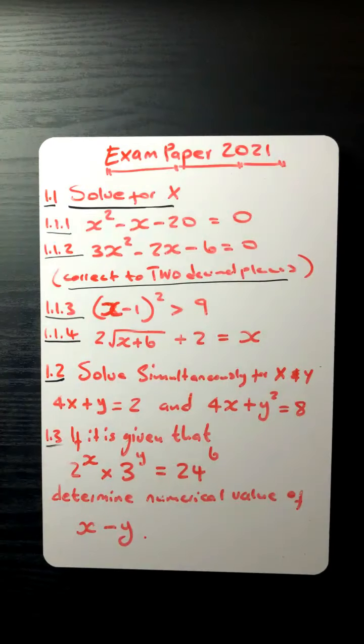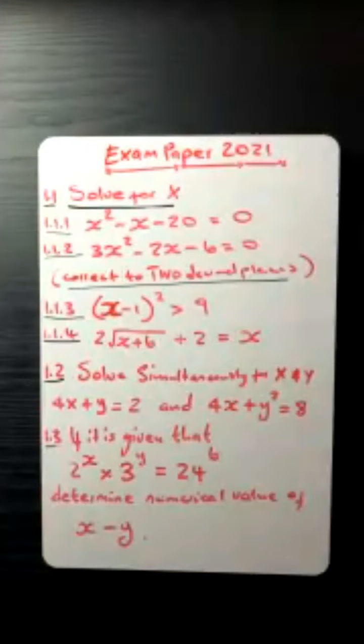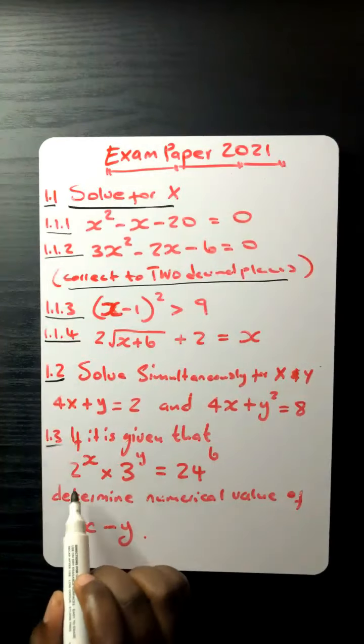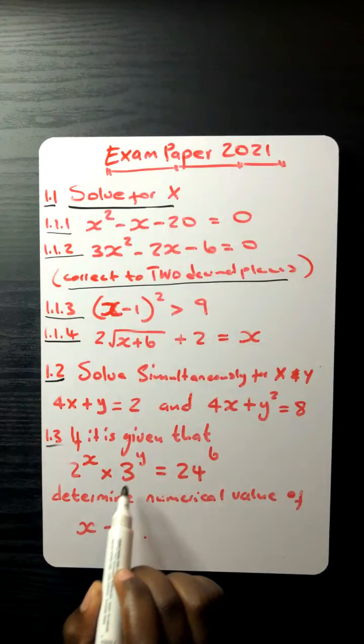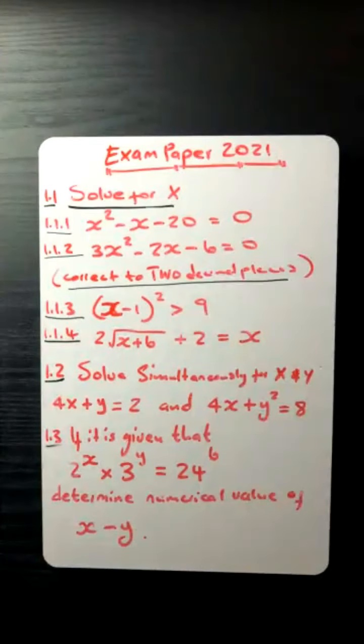You can never predict how the question might look like. So guys, at all times when you do solve for x, we'll also invest much of our time into looking at the last question of solve for x, because that's where they test your mathematical understanding. To what extent do you understand mathematics? So ladies and gentlemen, if it is given that 2 to the exponent x multiplied by 3 to the exponent y is equals to 24 to the exponent 6, determine the numerical value of x minus y.